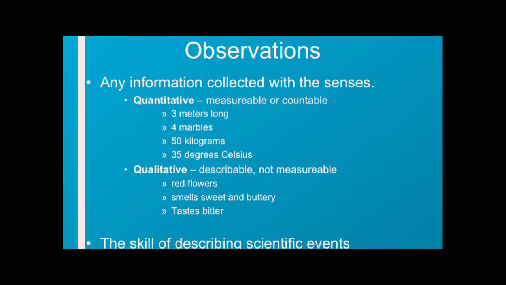Some of the observations that we can take are quantitative. Quantitative measures are things that you can count, like the table is 3 meters long, or that object weighs 50 kilograms. Those are countable things that we can see. Qualitative observations describe things using your senses: sight, smell, taste, hearing, and touch.